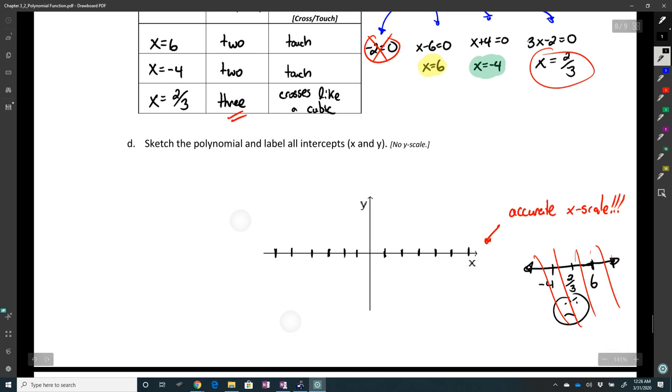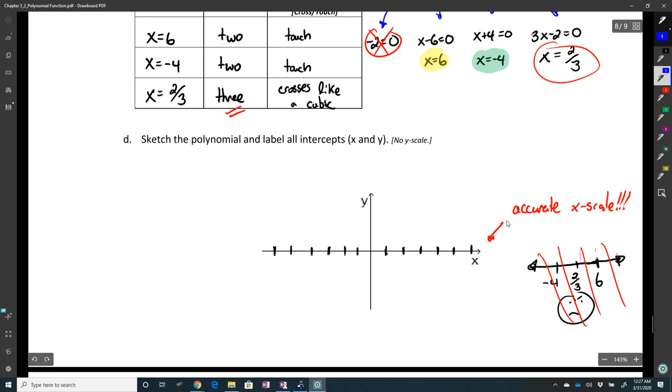Okay? And so now I'm going to plot my x-intercepts. My first x-intercept is 6. I have another x-intercept at -4. And I have another x-intercept at 2/3, which would be somewhere right there. Okay? I already know what they're going to do. This is going to touch. This is going to touch. This one is going to cross like a cubic.